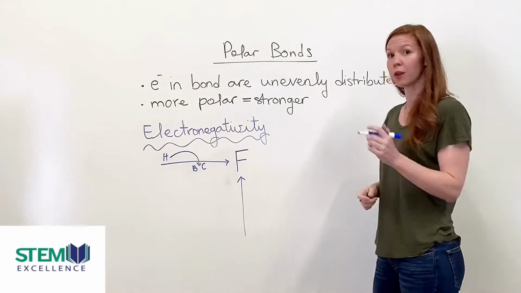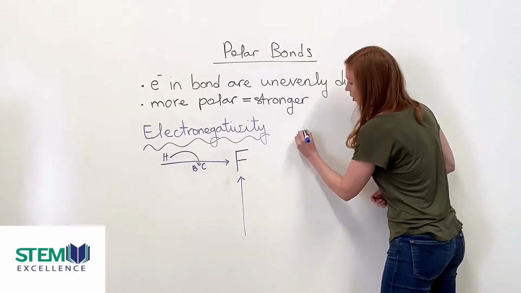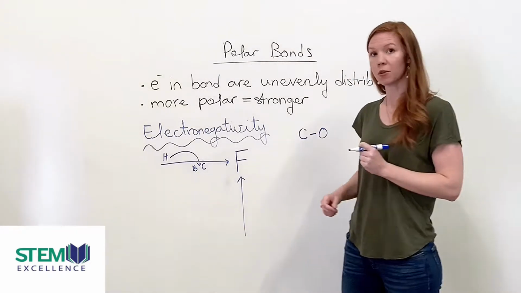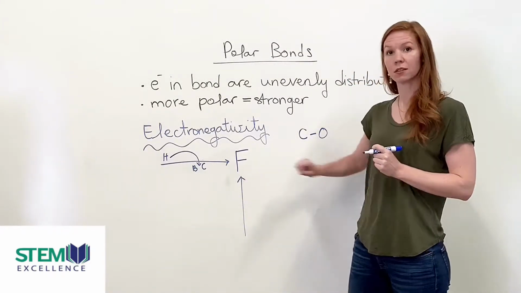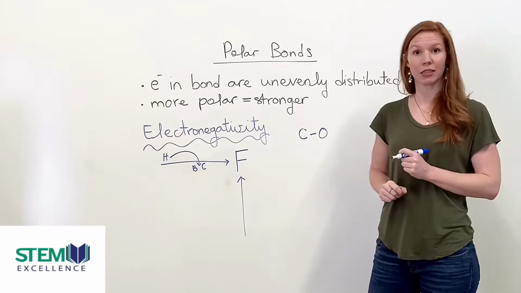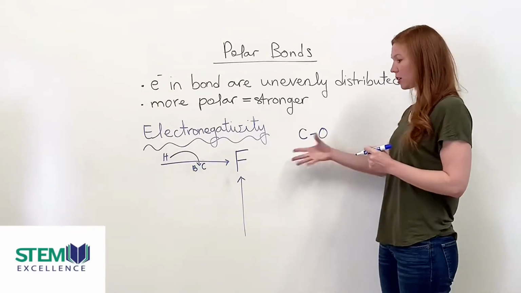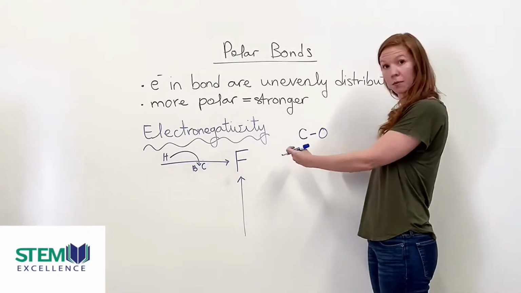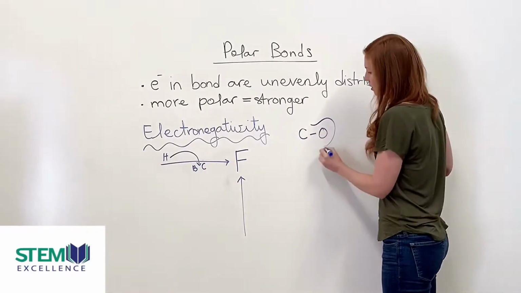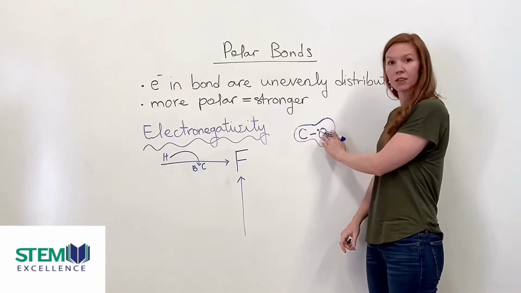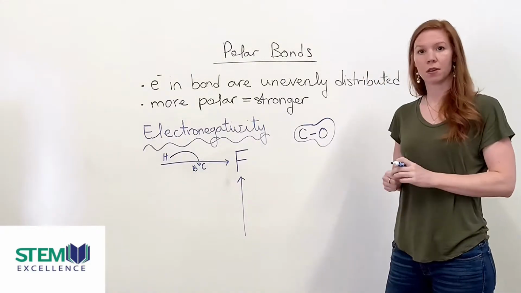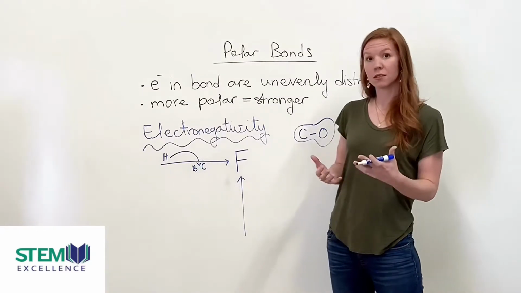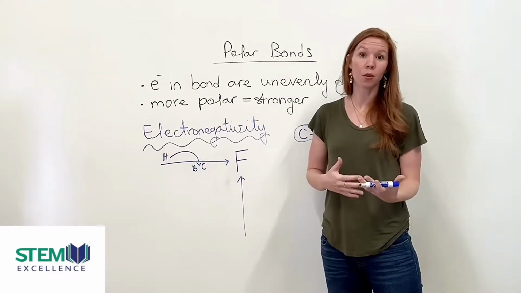For example, if we have a bond between carbon and oxygen, on the periodic table, oxygen is closer to fluorine, so oxygen has a higher electronegativity. Therefore, oxygen is going to pull those electrons more strongly than carbon. And oxygen is going to end up with more of the electron density than carbon, thus making a polar bond. The greater the difference in electronegativity, the more polar the bond.